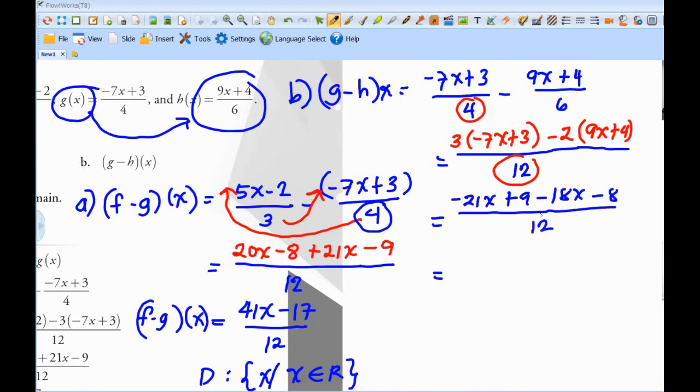Then after that, we combine like terms. Negative 21 minus 18 is negative 39x. And 9 minus 8 is 1 over 12. And then the domain, definitely, same thing. X is an element of a real number.